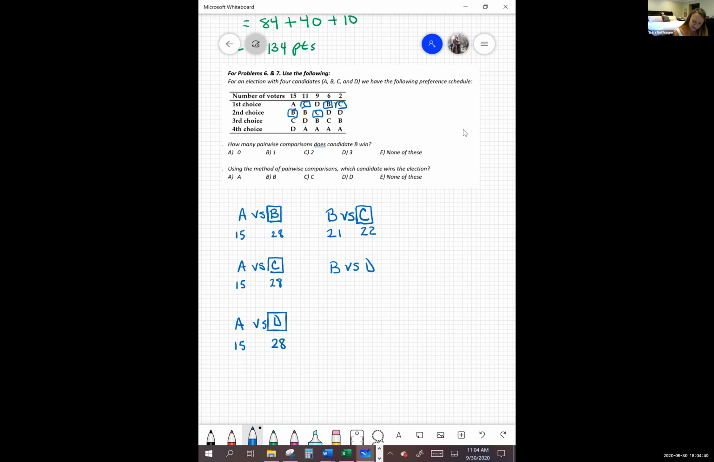And then B and D. Well, B versus D, B wins in the first column, B wins in the second column, D wins in the third, B wins in the fourth, and D wins in the last. So B wins 15 plus 11 is 26 plus 6, so that's 32 times. And D only won 9 plus 2, 11 times. So B wins versus D.